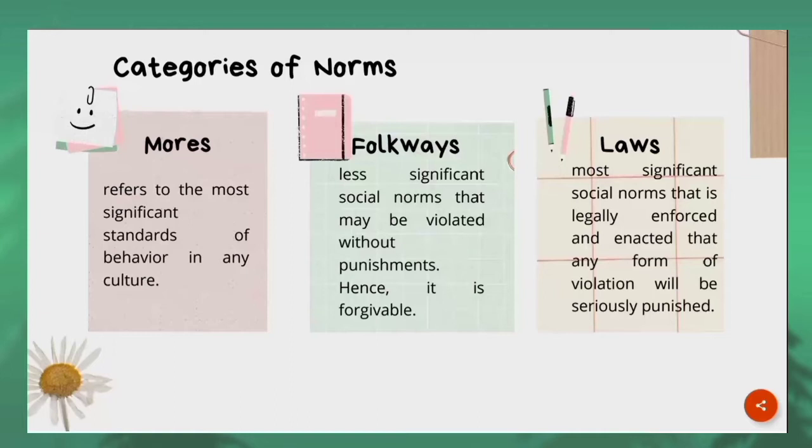Lastly, the laws. The laws are the written norms. Laws are the most significant social norm that is legally enforced and enacted, that any form of violation will be seriously punished. For example, this includes the violation of any provisions of the Constitution, Republic Act, International Edict, local ordinances, or the local laws and the like, and those found guilty of these violations are sentenced to jail or, in some cultures, they are even sentenced to death.